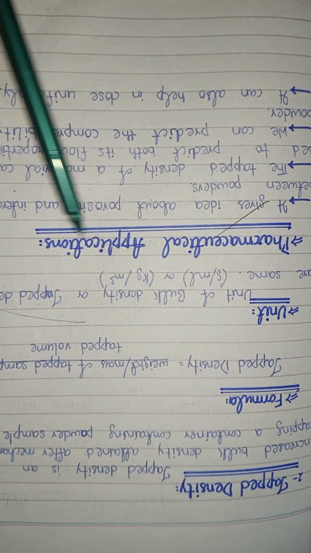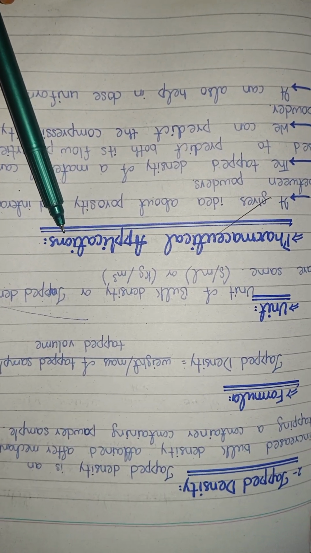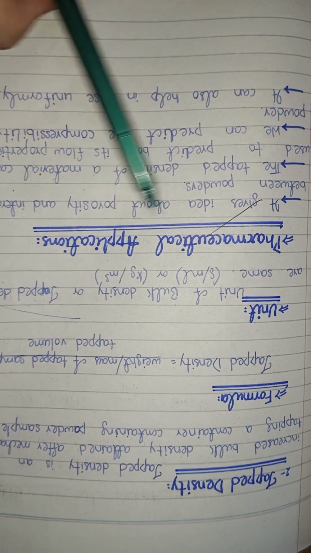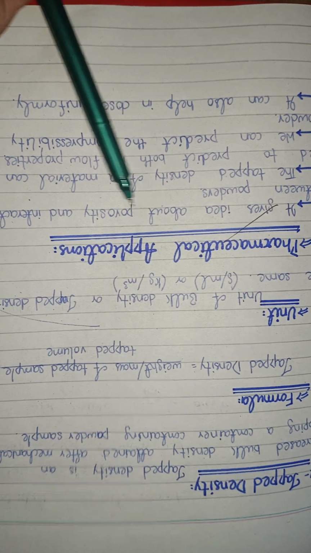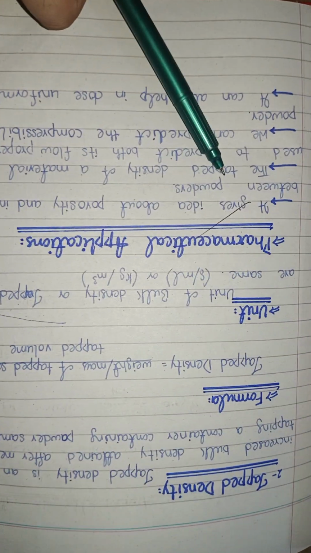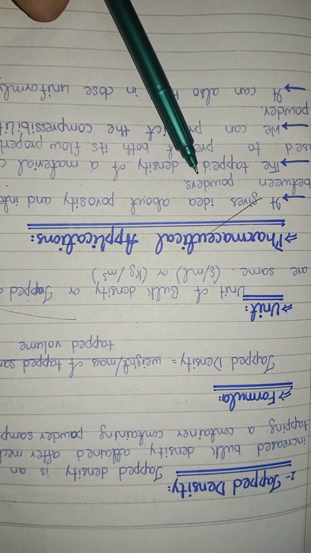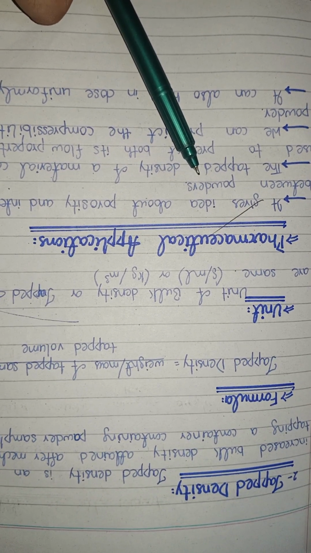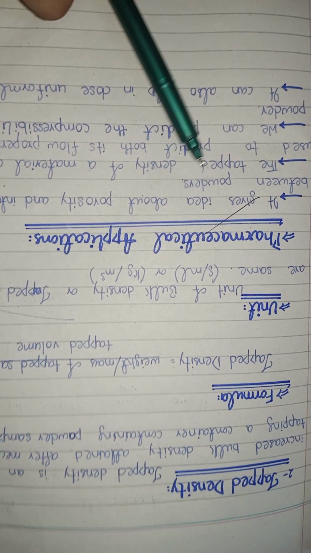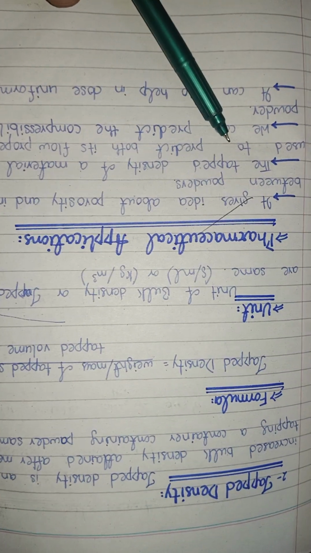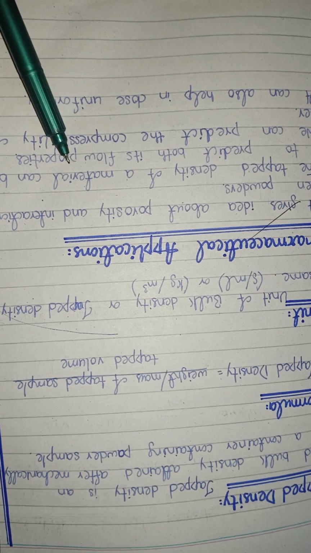Now we discuss its pharmaceutical applications, that is, why it is important to find the bulk and tap density. It gives an idea about the porosity and interaction between the powder particles, how the particles of powder interact with each other, and what the space between them is. The tap density of a material can also be used to predict its flow properties.